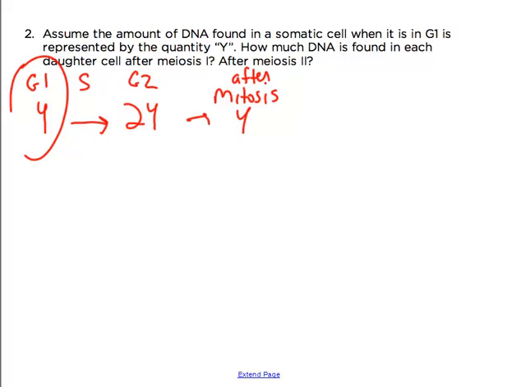If you're having trouble thinking of this abstract Y number, just assign any number to it. Say it was in humans. You had 46 chromosomes. After S phase, chromatid-wise, you'd have 92, and then after mitosis, you'd be back to 46 chromatids and chromosomes, because each chromosome is composed of one chromatid after mitosis. This particular question is asking us about meiosis.